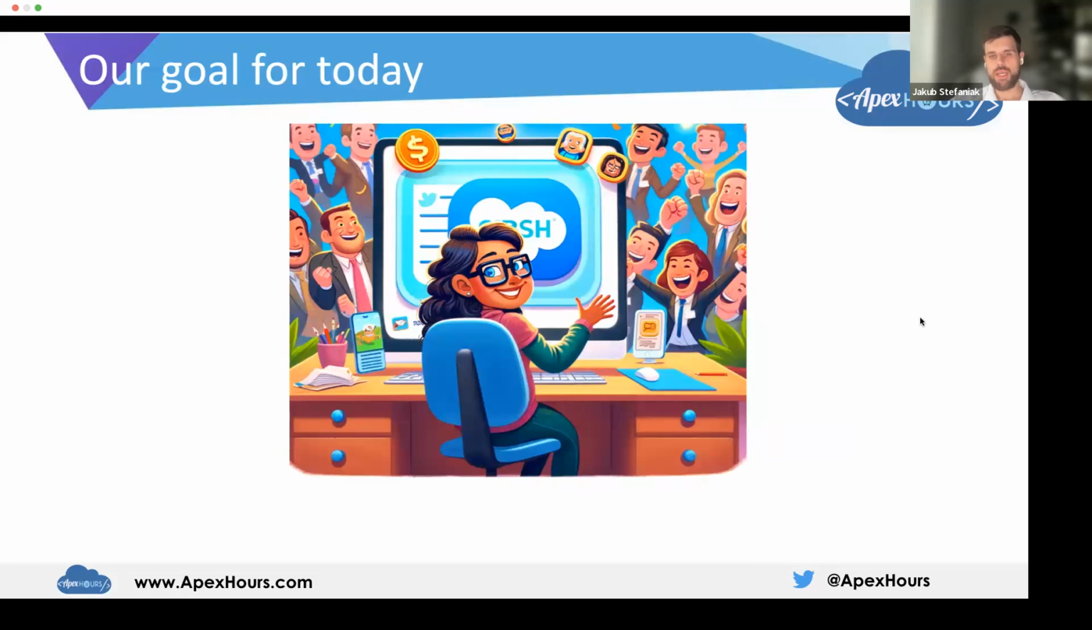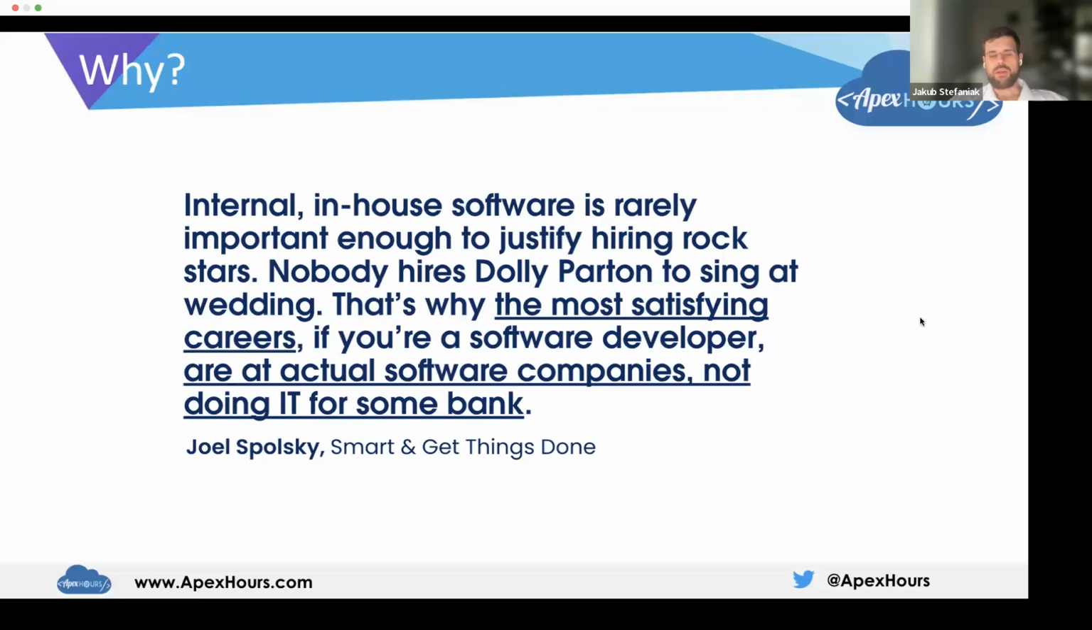So I hope that at the end of this hour, we are going to understand all the steps, all specializations, all areas of knowledge which you have to think about sooner or later to become a successful ISV partner. And why is that? Especially if you are currently working as an administrator, as a consultant, as a Salesforce developer.